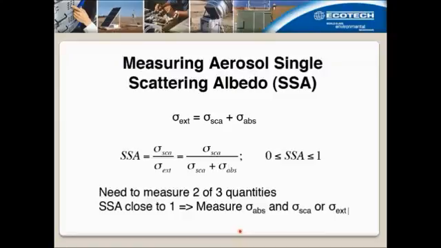The other parameter you can measure with the nephelometer, which is an important parameter for the global warming effects, is the single scattering albedo of the aerosol. As I showed you earlier, the extinction is composed of the scattering coefficient and the absorption coefficient. The single scattering albedo is the scattering divided by the extinction, and it's typically a value between 0 and 1, because the extinction is scattering plus absorption. So this is the single scattering albedo, and of course you need to measure scattering and absorption out of these three quantities to define it.